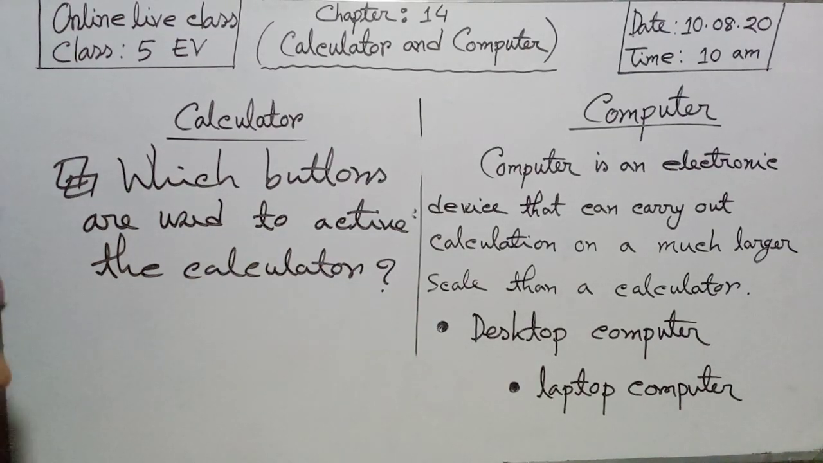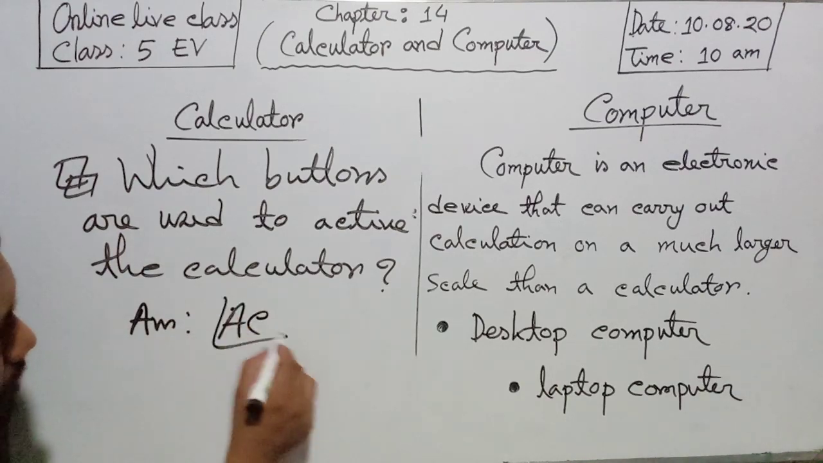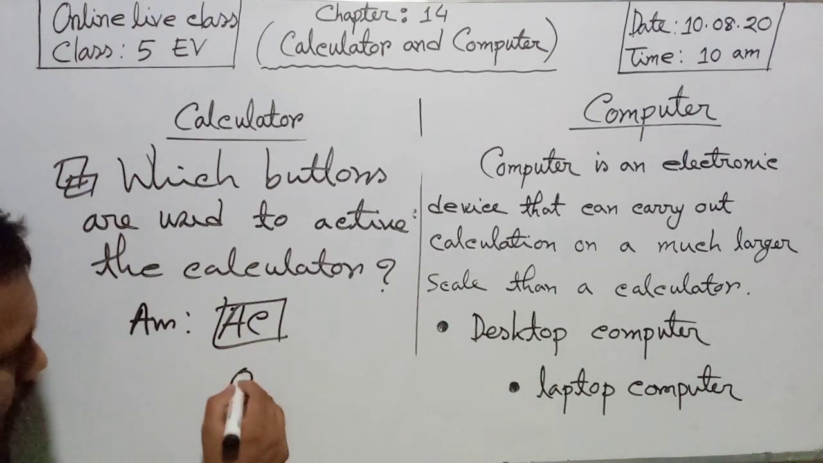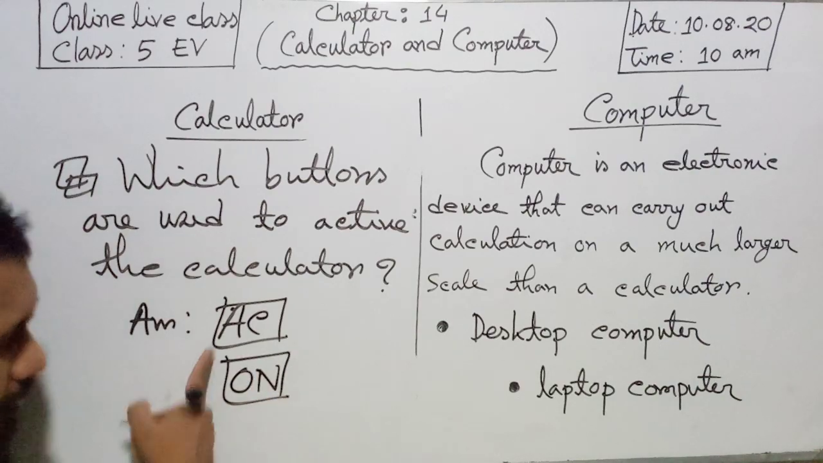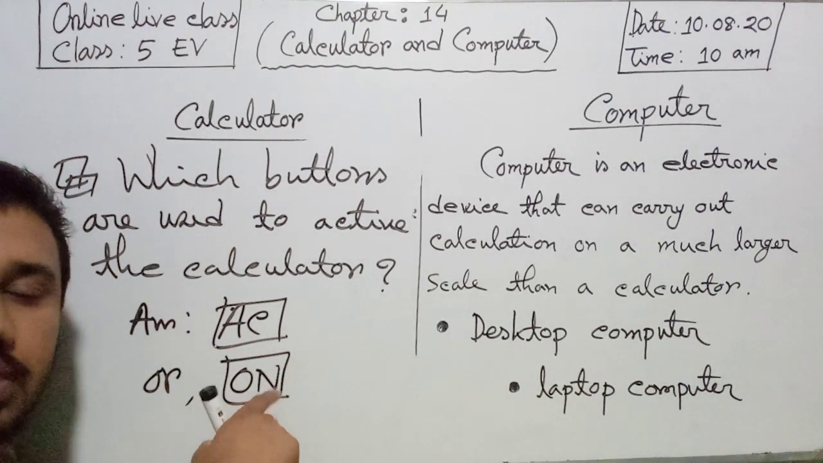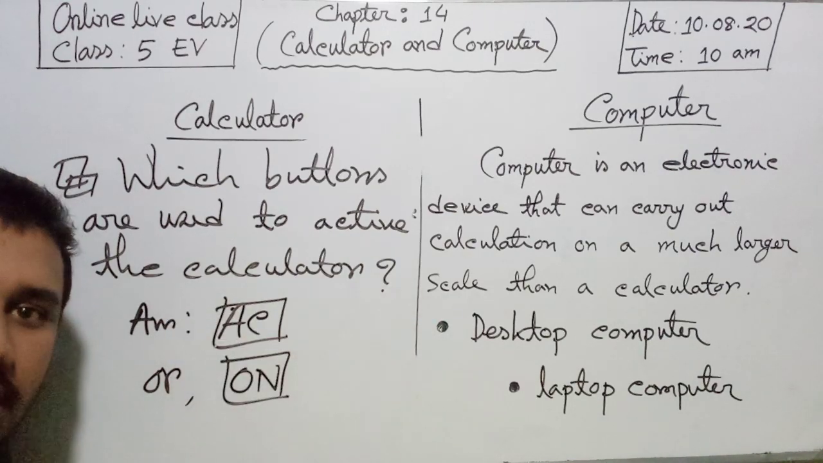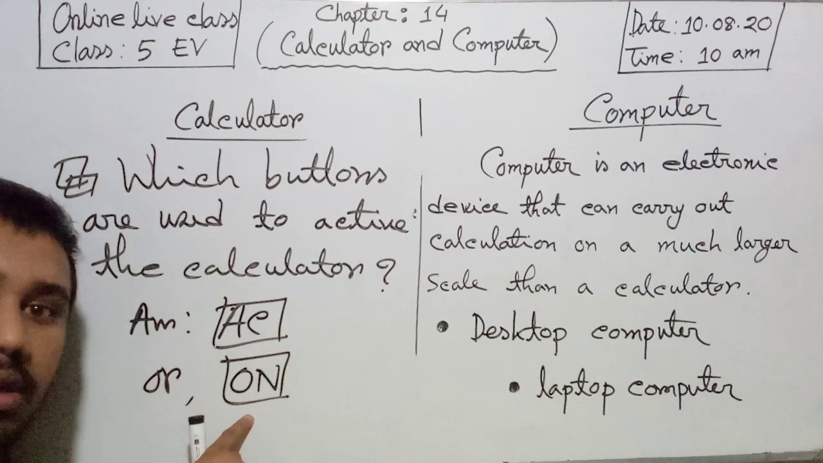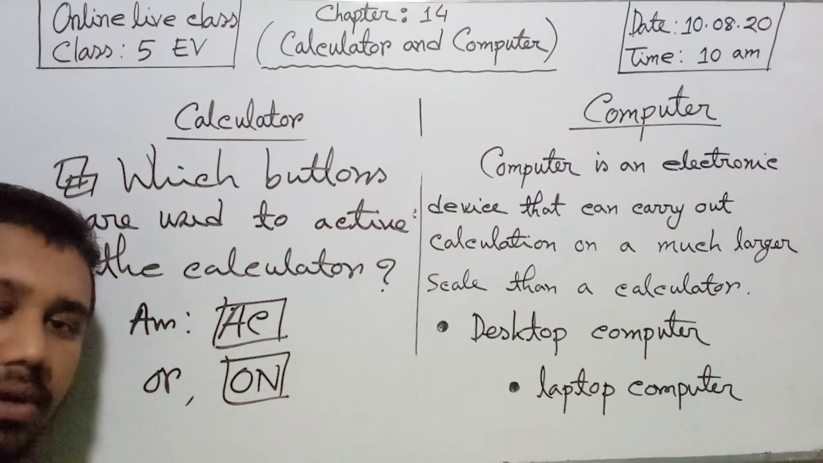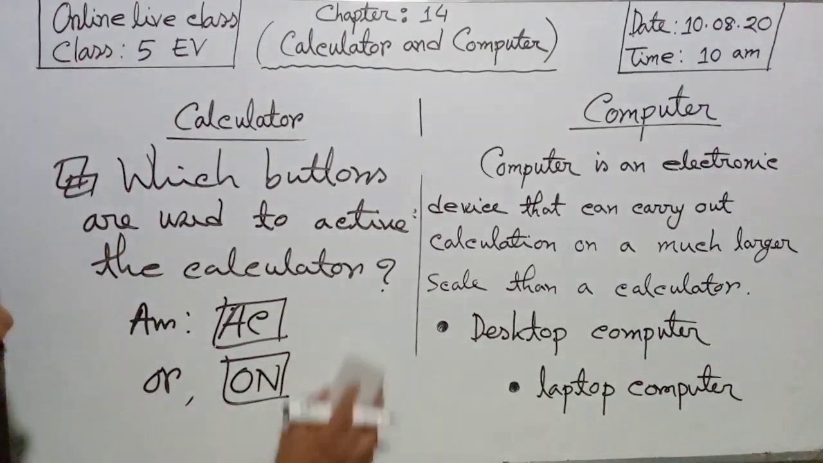Which buttons are used to activate the calculator? Now what will be the answer? So our answer: the SC button or the ON button, this or this. In some simple calculators, if you press the SC button, then the calculator will be active, or the ON button, then the calculator will be active. So we can say both are correct answers.